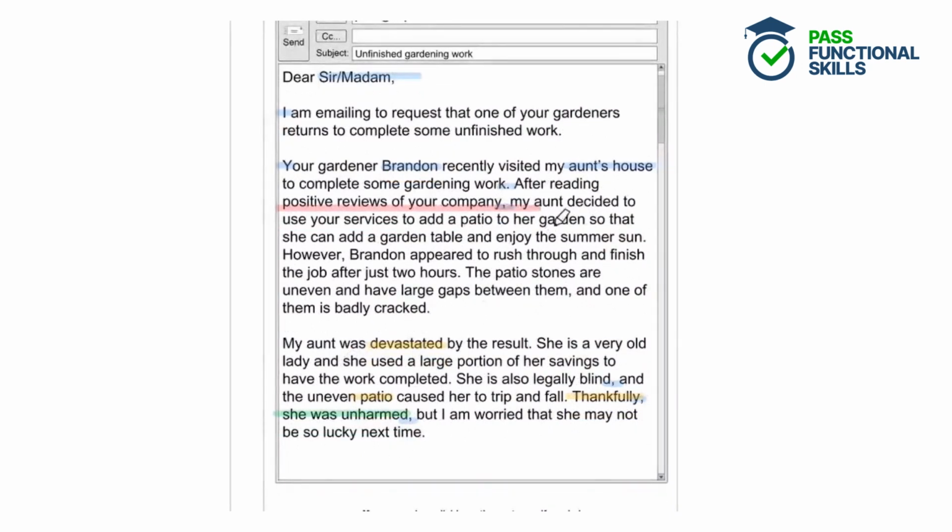And we've got really good details, including what the aunt wanted, including a garden table and a patio, and then what went wrong. So the patio stones being uneven and having large gaps, and this resulted in a large portion of savings being wasted and also caused a fall. So explaining in detail what happened. And this student has got quite creative with their answer. So you can come up with your own creative ideas, so long as you are making sure that you are fitting with the purpose provided in the question.